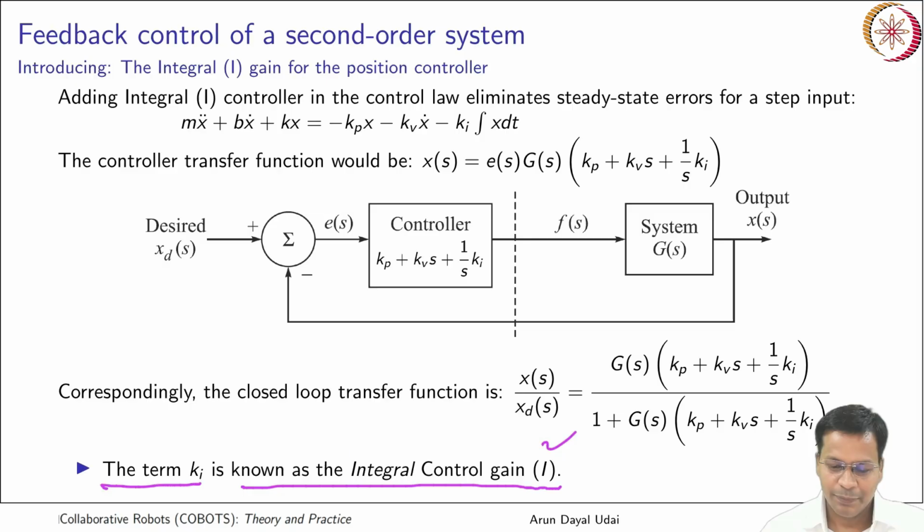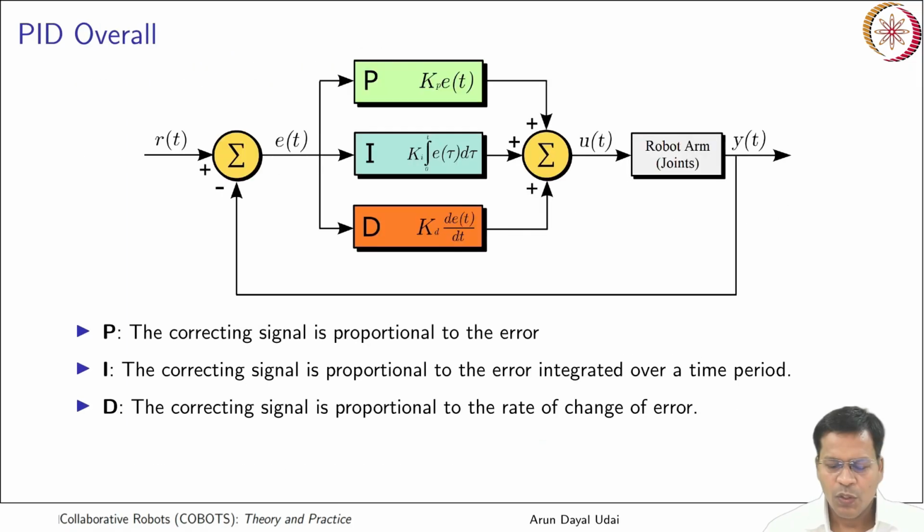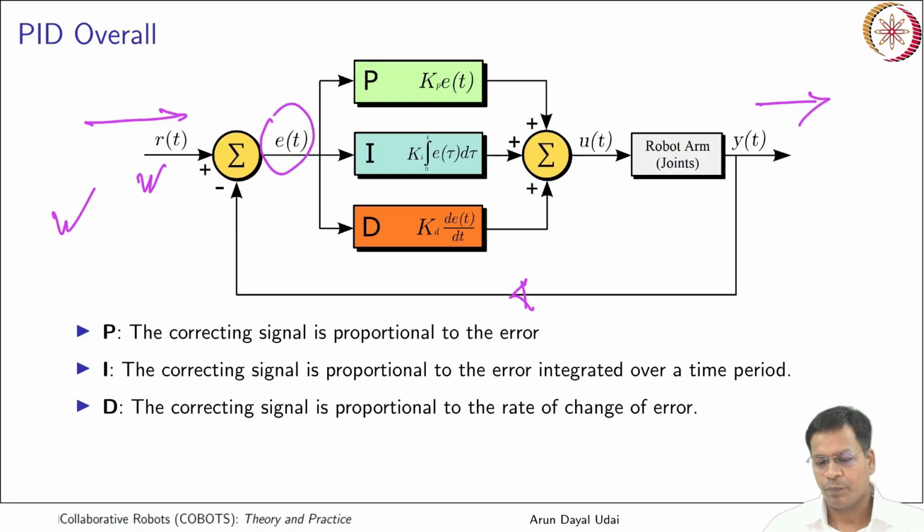Okay, so now you are familiar with P, I and D. Overall, let me just summarize what you have seen. This is the desired reference input, this is the output, and you have a feedback that is given from here. Taking the difference, you calculate the error. And three blocks were there, P, I and D.